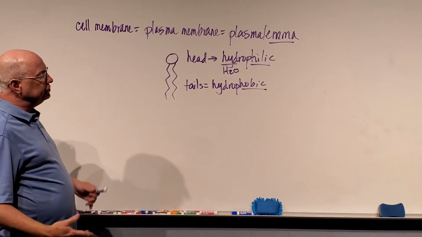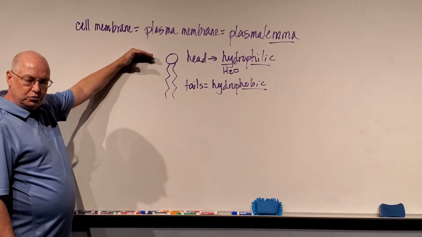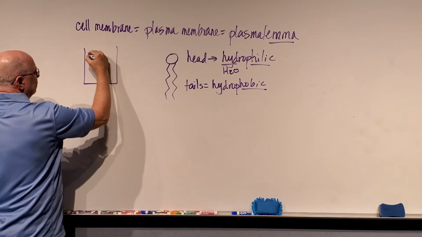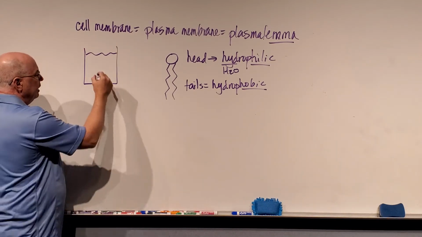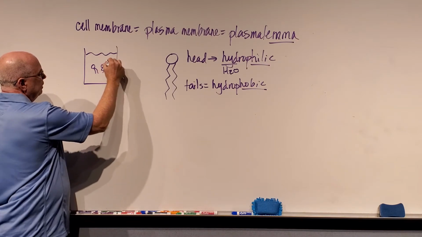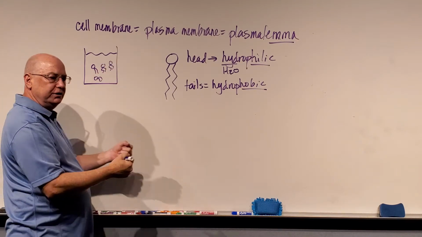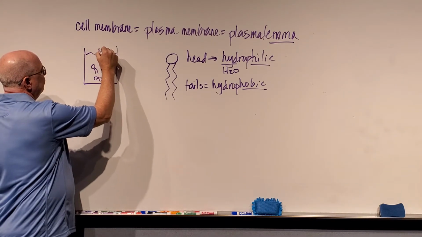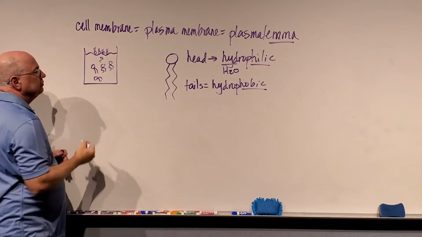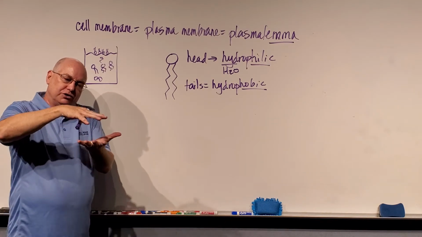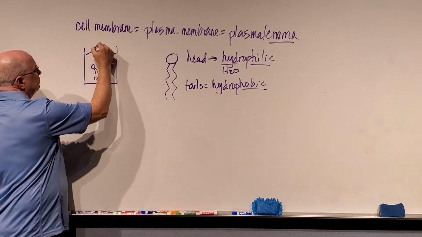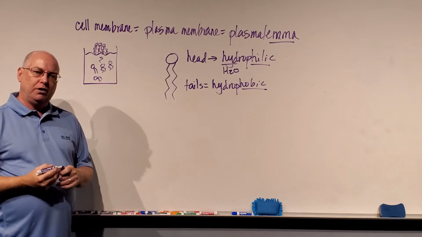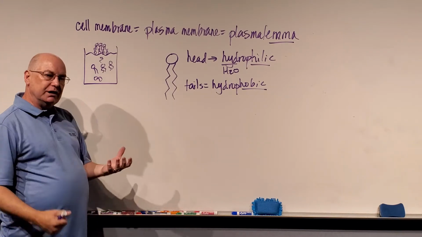Now, the reason this is important is because the heads love to interact with water and the tails don't. So if I dumped a bunch of these little individual phospholipids into a bucket of water and I stirred it up to where they were all floating down in here like this, eventually the tails would wiggle away from the water molecules and they would pop up and float on top like this. This is why oil floats on top of water. And some of them might even stick up like this, so that they get the tails away from the water molecule, okay?